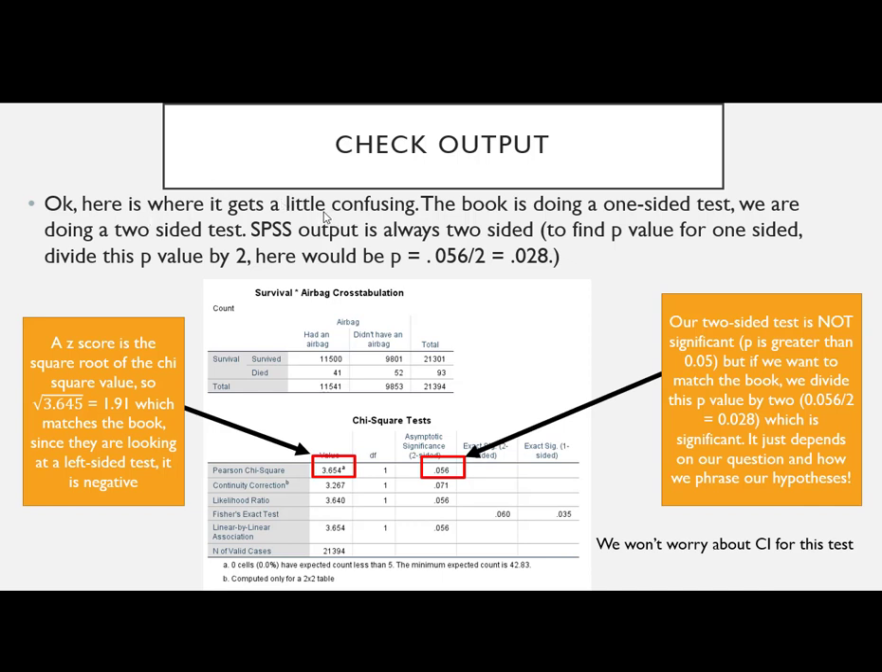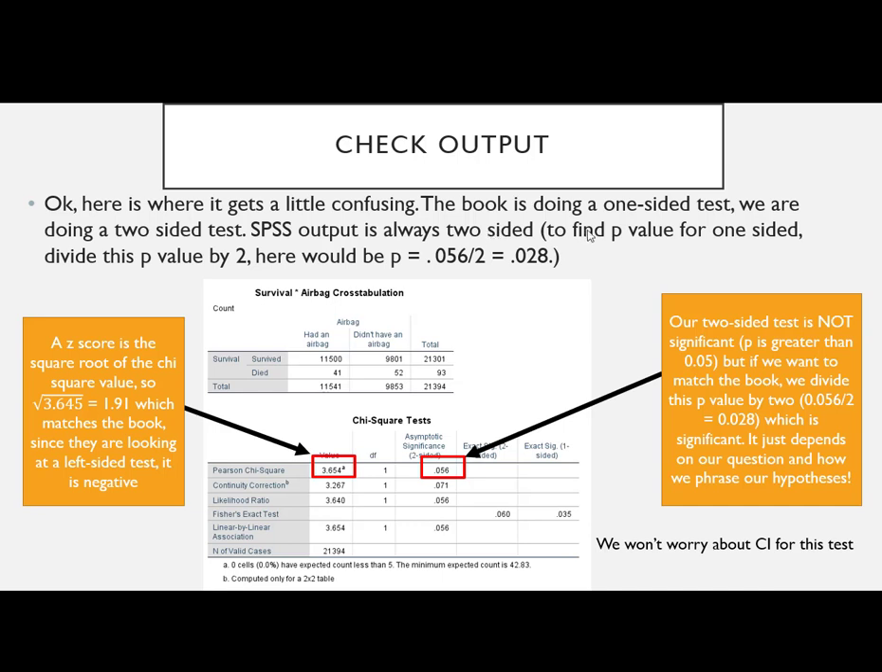Okay, here's where it gets a little bit confusing. In the book, they're doing a one-sided test. We are doing a two-sided test. And I'm showing you because you can see both. You can see the one-sided in the text, but I want to show it to you in output because it always gives it to us as a two-sided. You can't really see, it's behind the red box, but it says asymptotic significance two-sided. That is our p-value column. That's where we're looking to see if we reject or do not reject the null hypothesis.